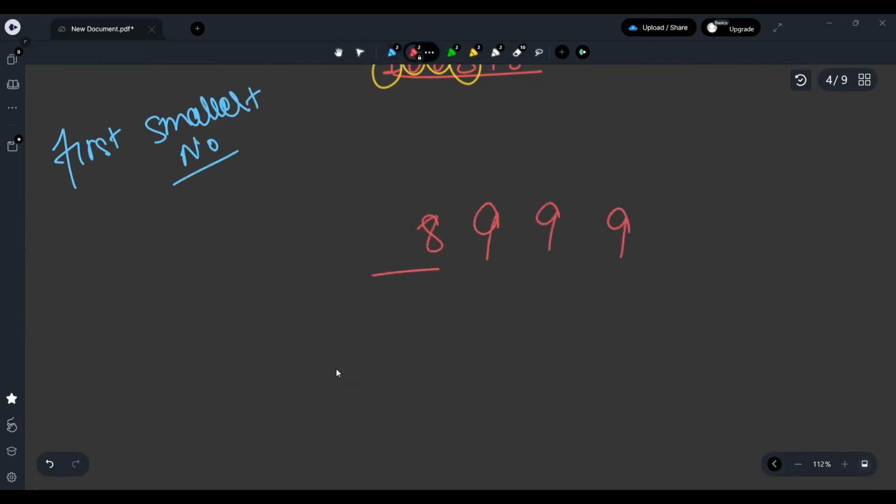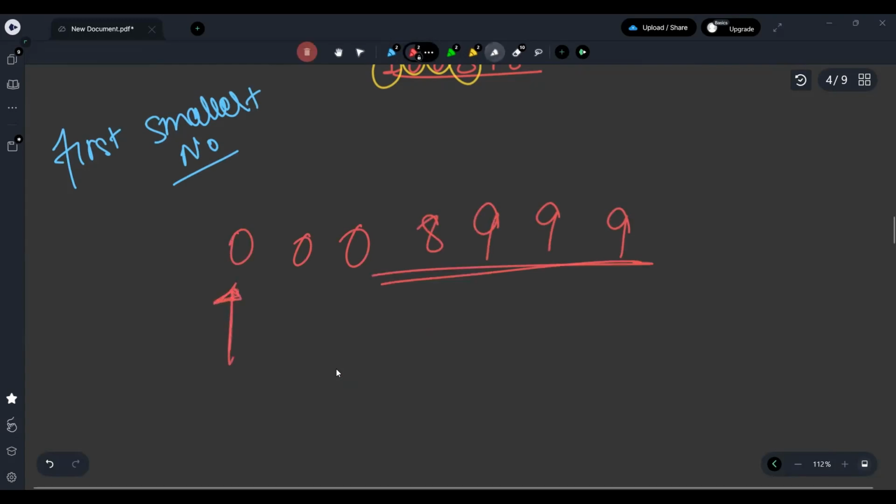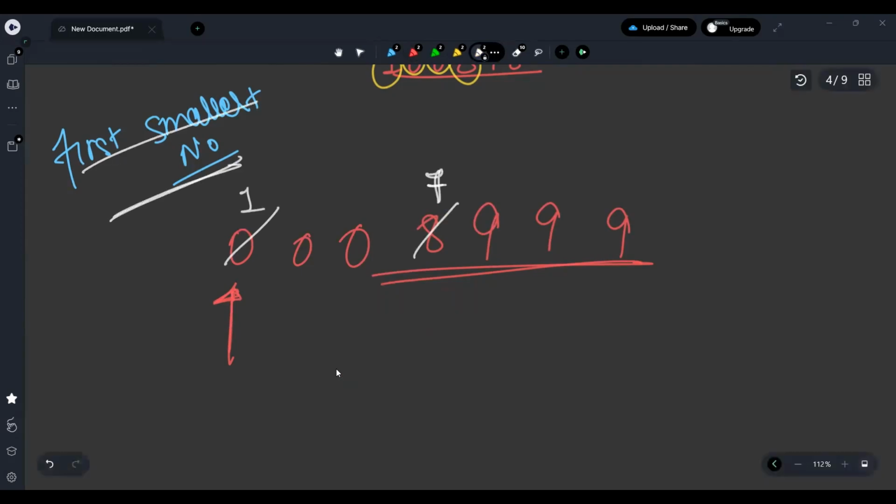So finally, for the first smallest number, the conclusion is that we have to keep as many 9s as possible. What if 0, 0 comes at the front? If at any point a 0 comes at the front, we will make it 1 and decrement the other number by 1. So this is the first smallest number. This is really easy.